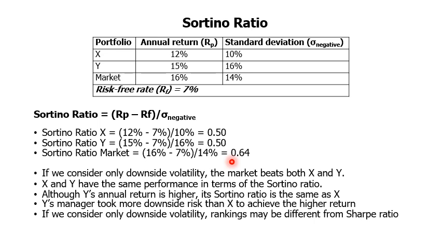Therefore, if we consider only the downside volatility, the market beats both X and Y. Its Sortino ratio is much higher. Note that although Y's annual return is higher than X's, its Sortino ratio is the same as that of X. Therefore, Y's manager took more downside risk than X to achieve the higher return. The point to be noted is that if you consider only the downside volatility, the rankings may be remarkably different from the Sharpe ratio.